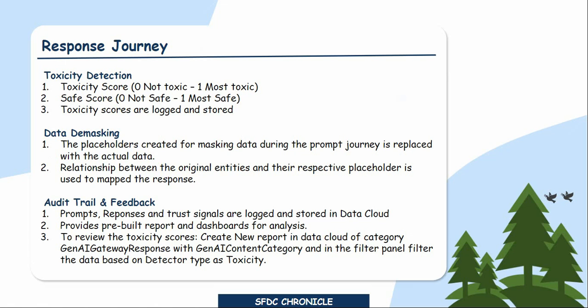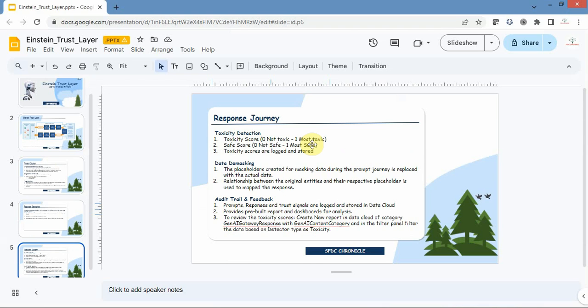So this is how you can see the audit trail of prompts and the responses and also the toxicity score, safe score, everything. So that is all about Einstein trust layer.